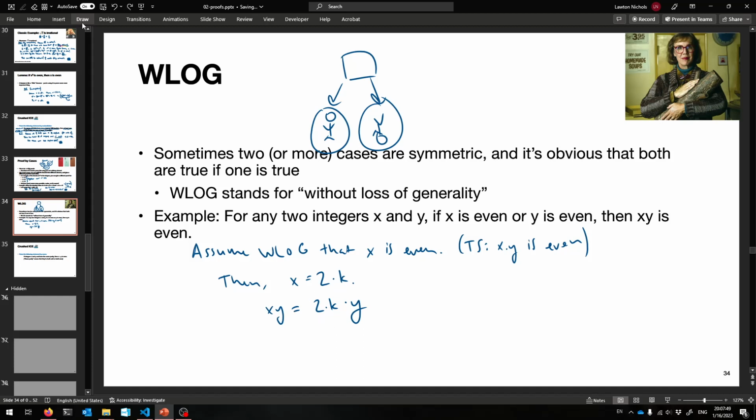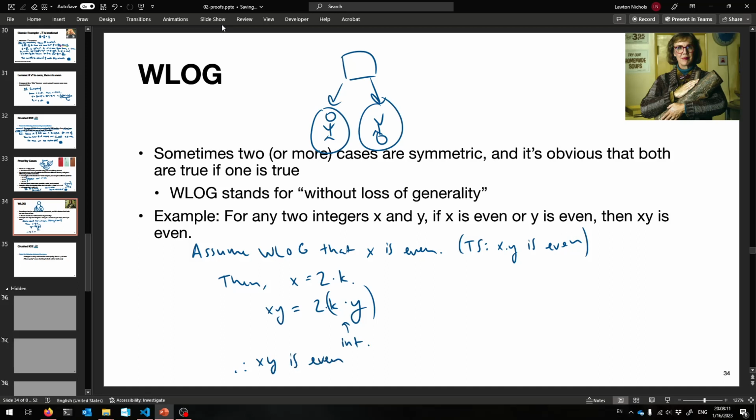And what do you know? To show that something is even, I just need to show that that thing is equal to 2 times an integer. What is k times y but an integer times an integer? So the result is still an integer, right? Therefore, xy is even in this case.